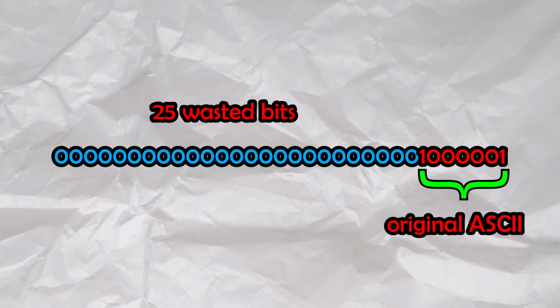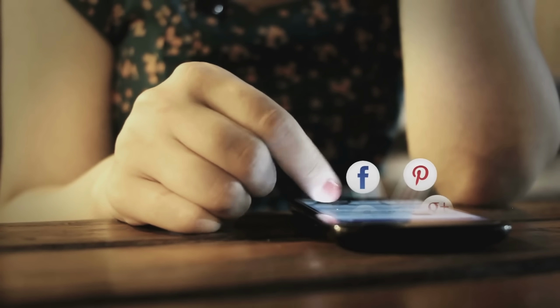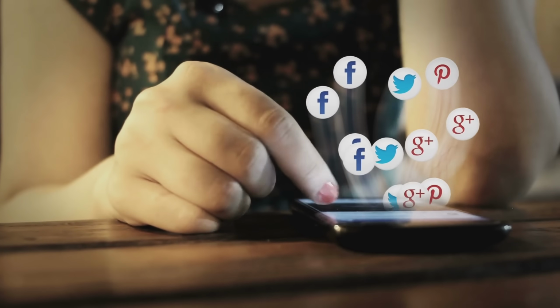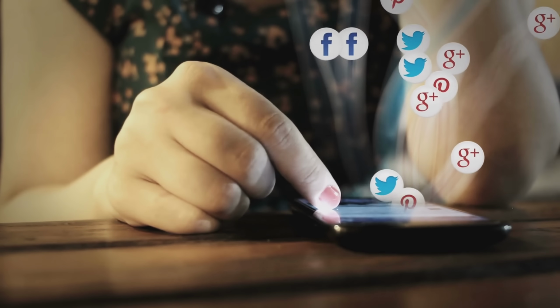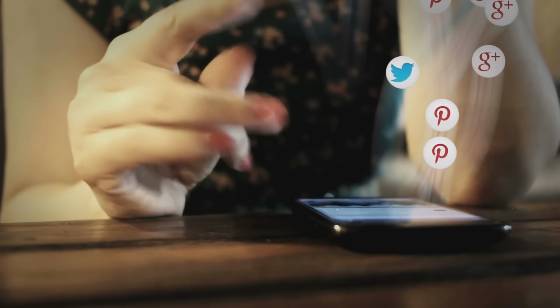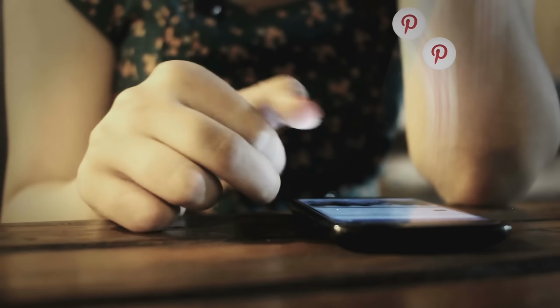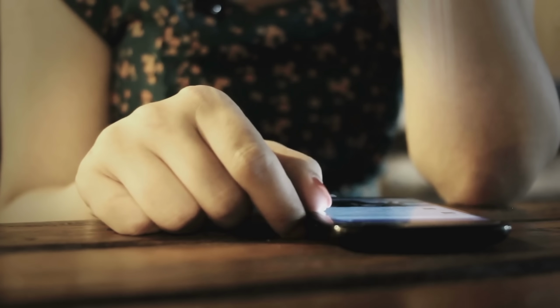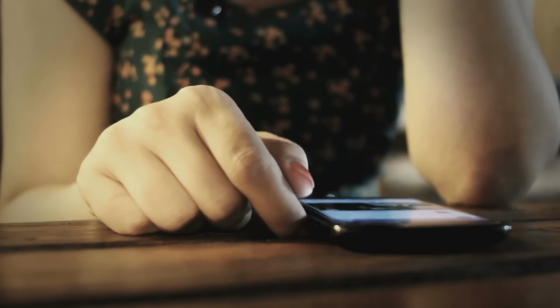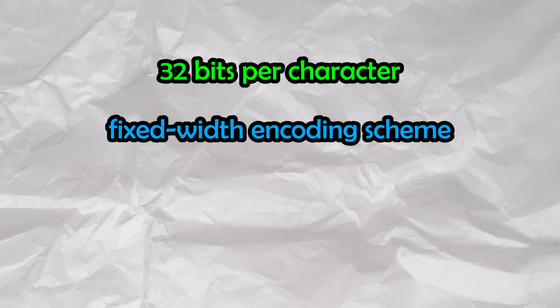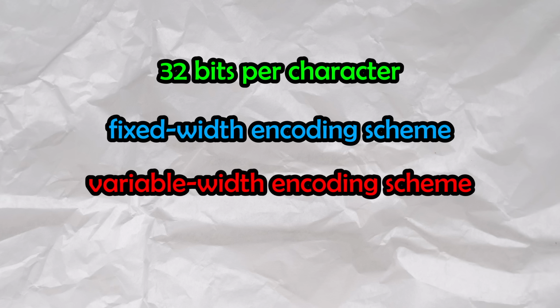This is incredibly wasteful. We somehow need an encoding method that removes all of these zeros, yet is still fully backwards compatible with an ASCII-only system. Now, Unicode is just a mapping standard, mapping characters to numbers. It doesn't actually define any sort of encoding method. What I just described, where each character is of a fixed size, such as 32 bits, is known as a fixed width encoding scheme. Luckily, there is another option, known as a variable width encoding scheme.